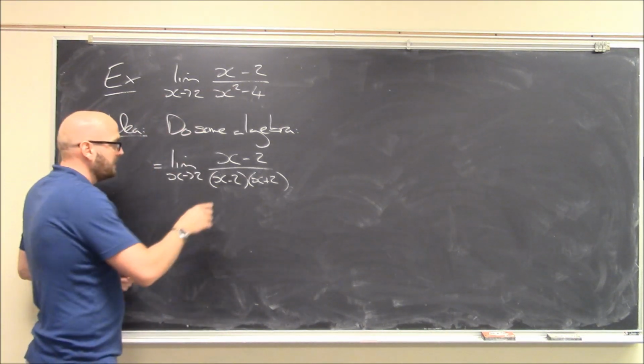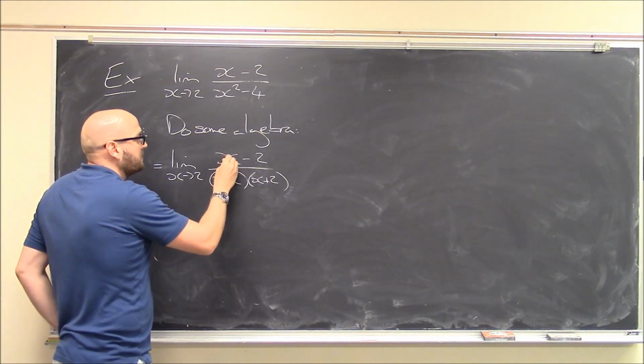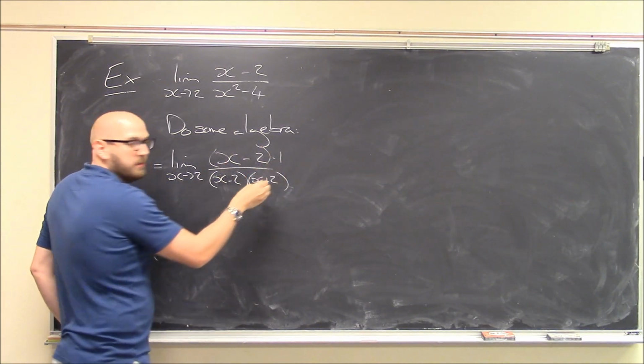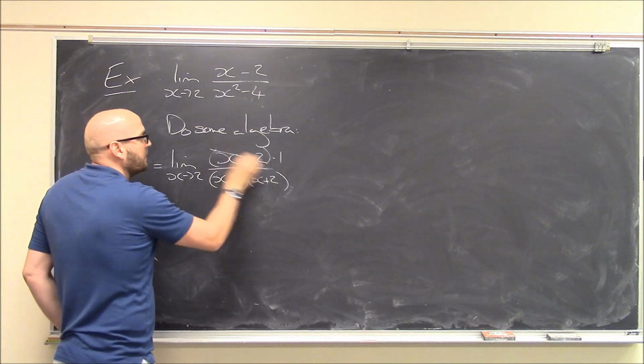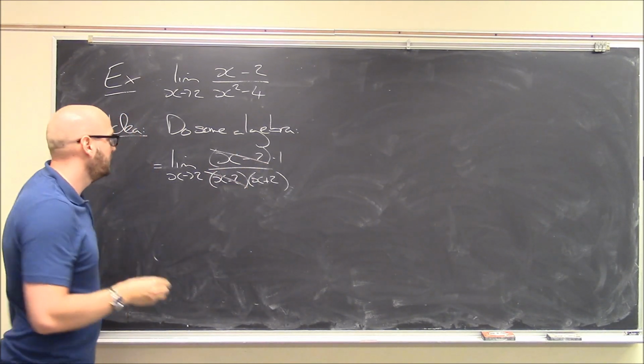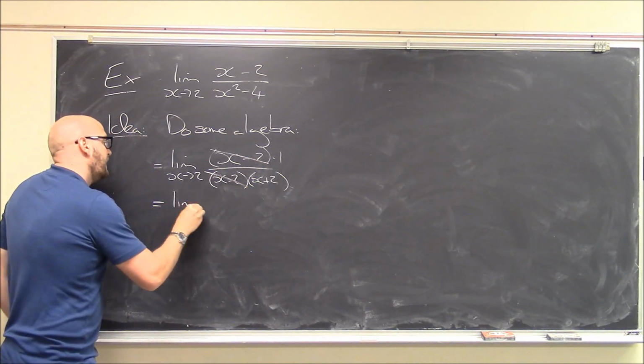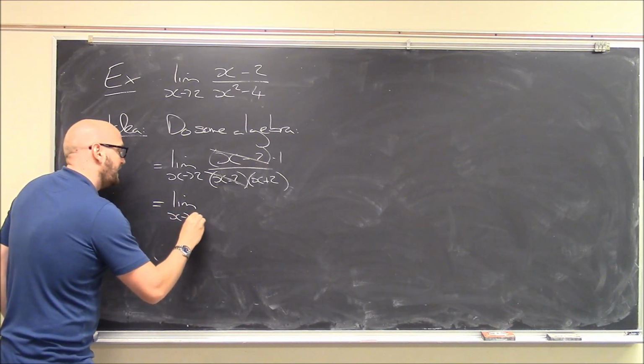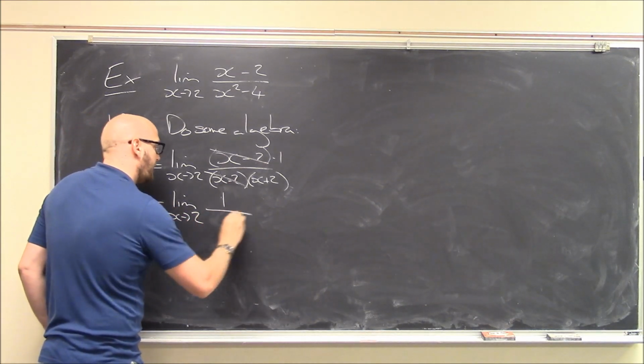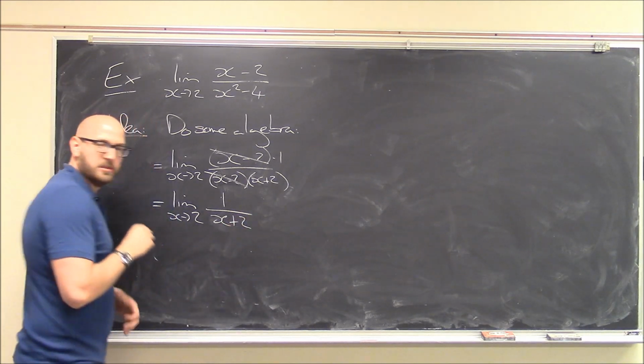Well, hold on now. Up top, everything's multiplied by x minus 2, right? Think of this as x minus 2 times 1 if you want. And everything down below is multiplied by x minus 2. So those cancel, right? And this function can actually be written in a much more simple way. It's just 1 over x plus 2.